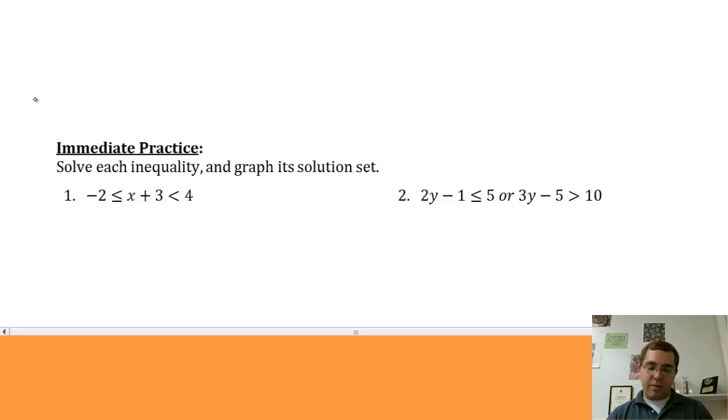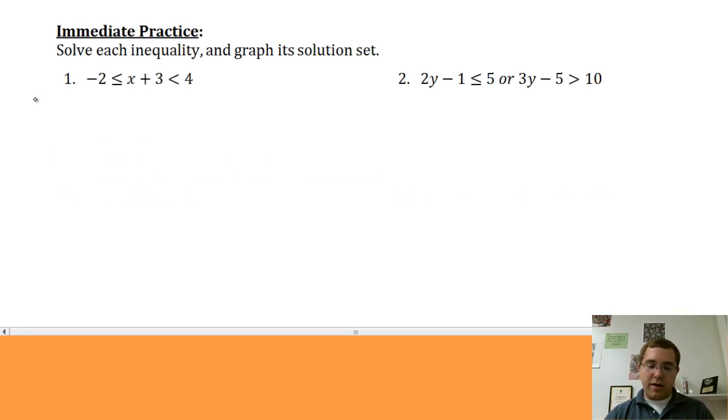Here are your immediate practice problems. Solve each inequality and graph its solution set. So write down both inequalities, solve them, graph them on a number line. And that is the end of section 2.2.